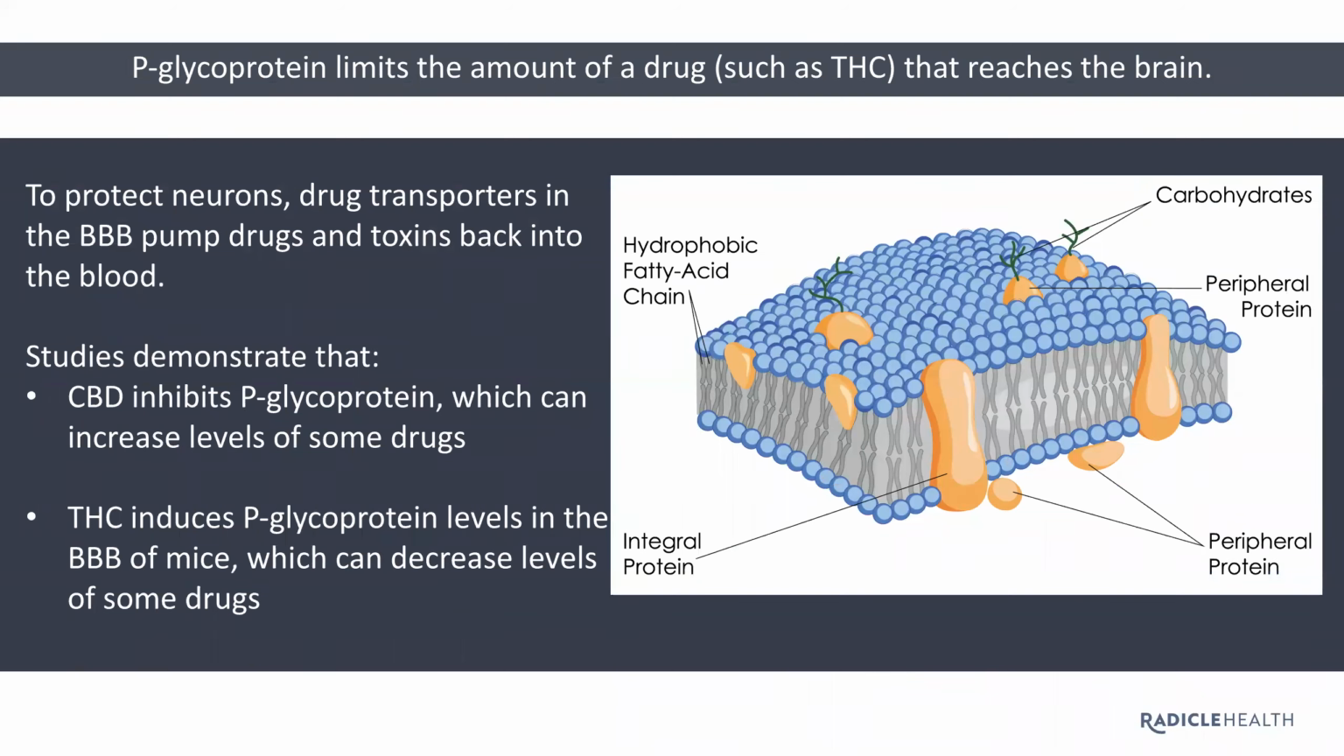P-glycoprotein limits the amount of a drug, such as THC, that reaches the brain. And to protect neurons, drug transporters in the blood-brain barrier pump drugs and toxins back into the blood. We've seen studies that demonstrate that CBD inhibits P-glycoprotein, which can increase the level of some drugs. And we've seen that THC induces P-glycoprotein levels in the blood-brain barrier of mice, which can decrease the levels of some drugs. Now remember, inhibition means you'll see increased levels of that drug, and induction means you'll see decreased levels of that drug.